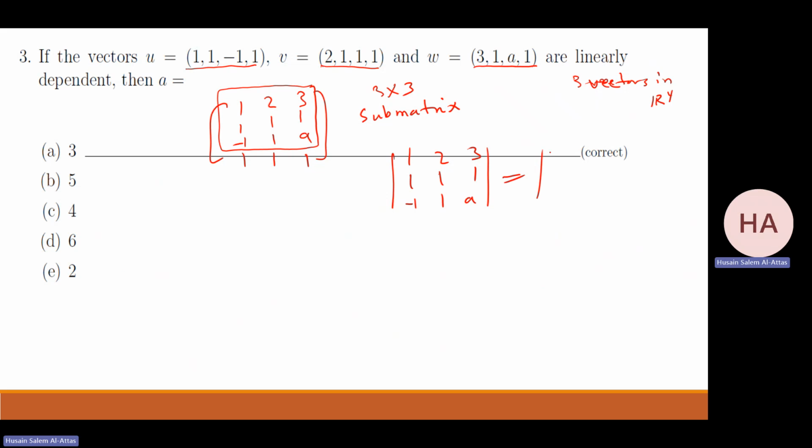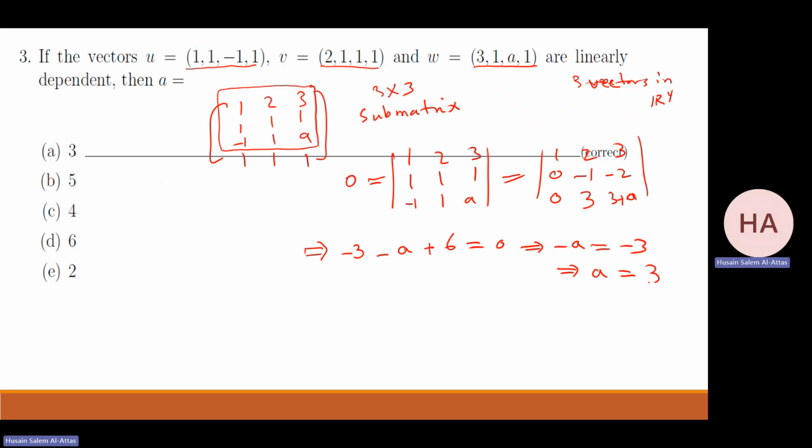So multiply by 1 and add. By minus 1 and add, that will be 0. Minus 1 and add, that's minus 1, minus 2. By 1 and add, that will be 0. By 1 and add, that will be 3. By 1 and add, that will be 3 plus A. So this determinant should be equal to 0 for the 3 vectors to be linearly dependent. So I have minus 3 minus A plus 6 is equal to 0. So minus A is equal to minus 3. That means A is equal to 3. And that's the answer.